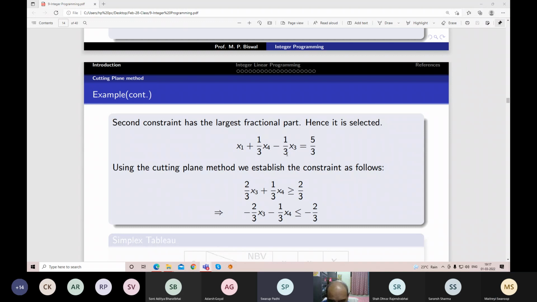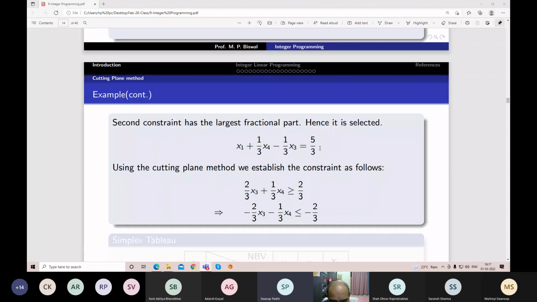Whenever there is a minus, the complement will come. So 2/3 x3, and the right-hand side is greater than or equal to 5/3. So the integral part is 1, and 2/3 is the constant. This is the cutting plane. Now we will simplify this and this.